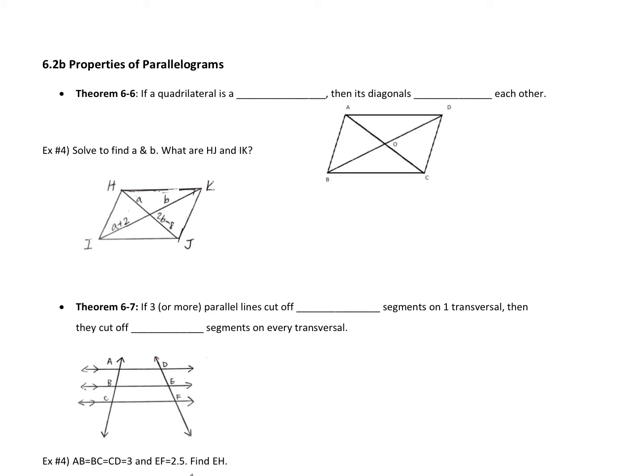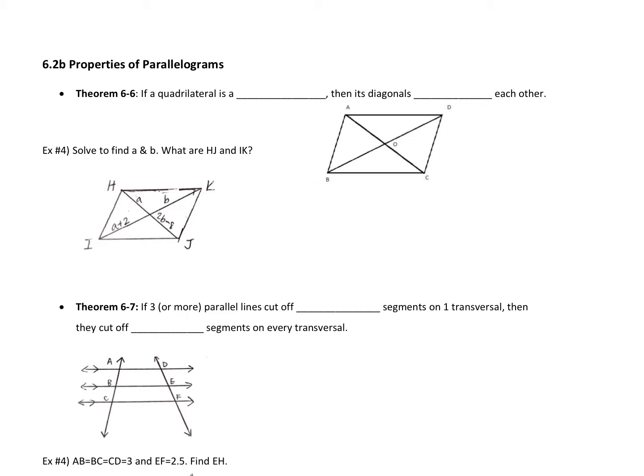This is more properties of parallelograms. We're going to learn lots of things about parallelograms in this chapter. Remind me the things we know already. Opposite angles are congruent. Consecutive angles are supplementary. Opposite sides are congruent. Okay?